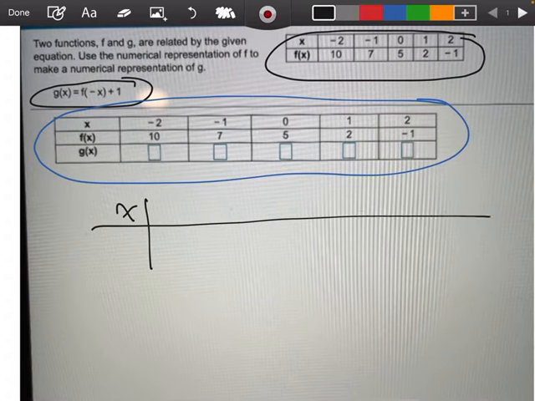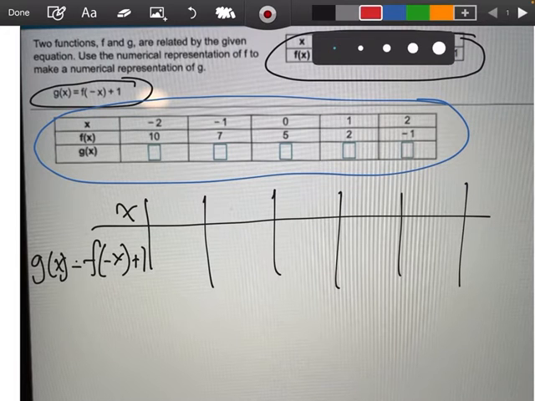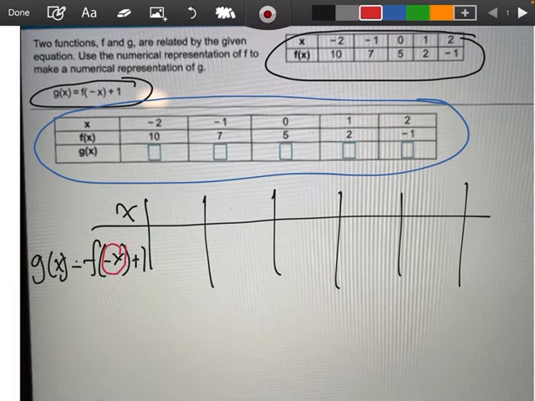I'm going to do this right here, and I'm going to make a table for g of x, which is f of negative x, and then outside of the parentheses plus 1. Okay, so I'm going to show you how I'm going to do this. First thing I want you all to notice here, on the inside of those parentheses, instead of an x, we now have a negative x.